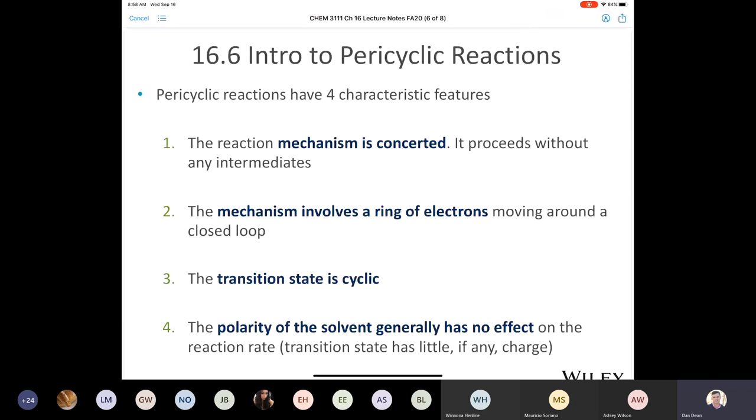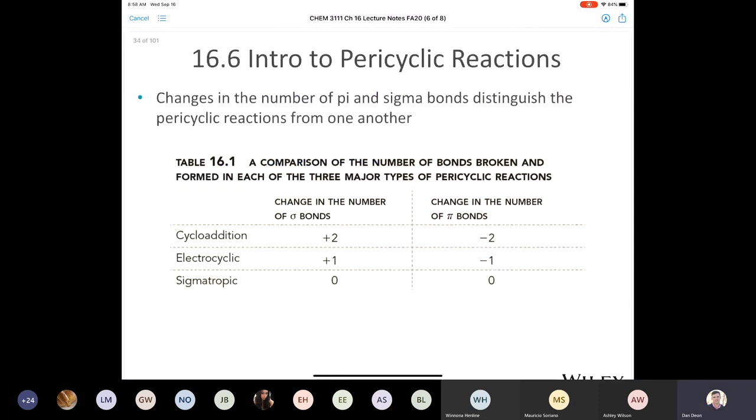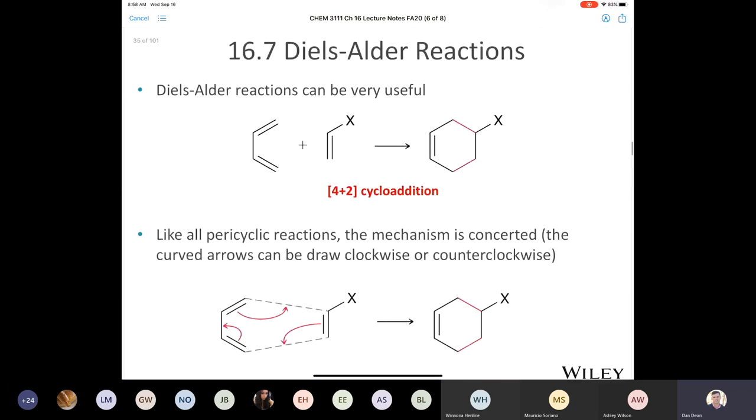And the polarity of the solvent generally has no effect on the reaction rate. So we don't have to worry about polar protic or polar aprotic solvents. This is a summary of just the number of pi and sigma bonds that are broken and formed in cycloadditions, electrocyclic reactions, and sigmatropic rearrangements. Anyhow, with that in mind, let's move on to 16.7.